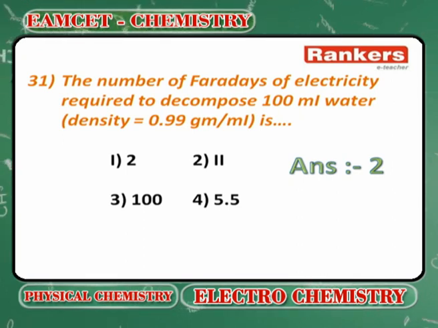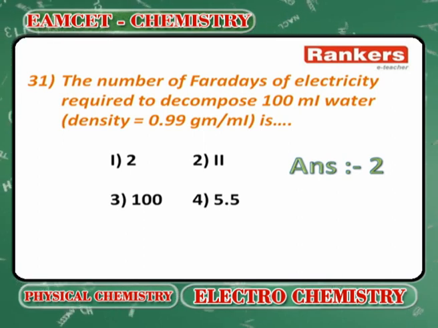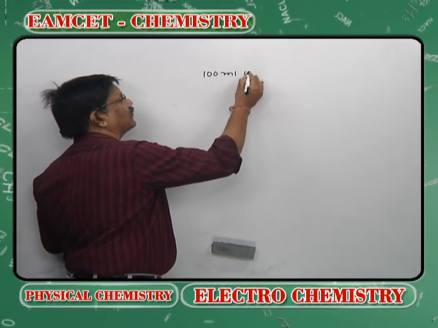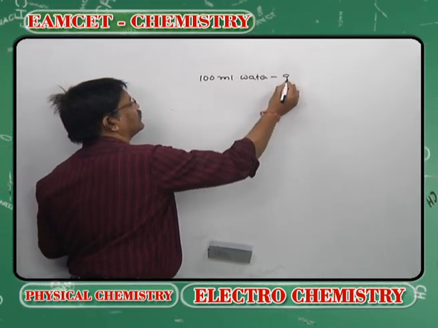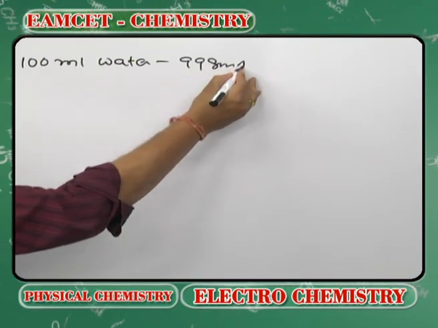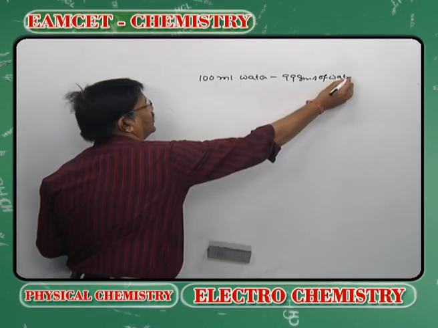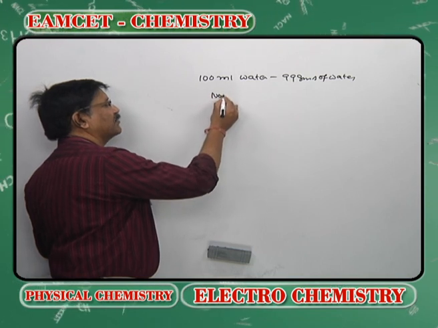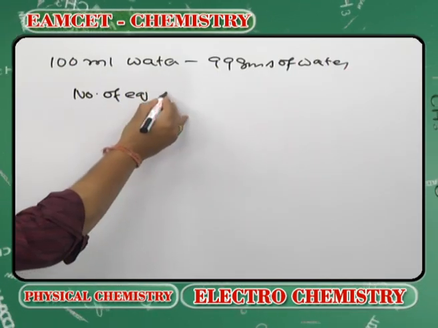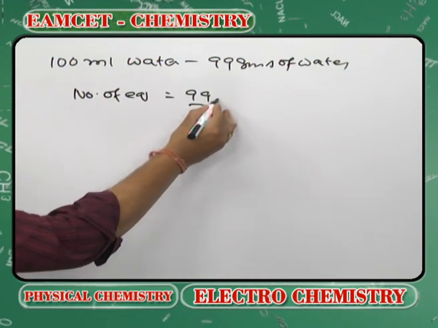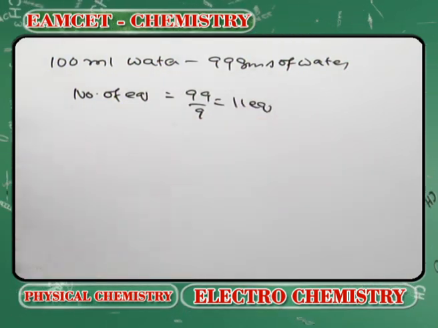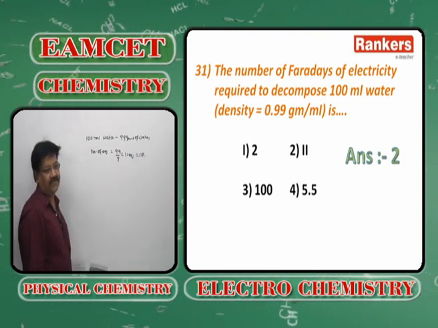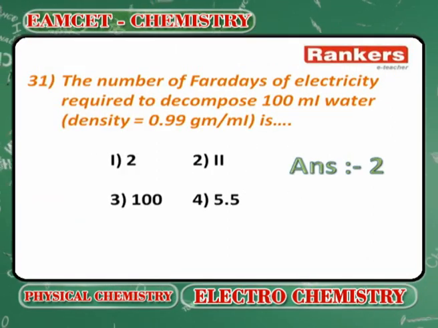The number of faradays of electricity required to decompose 100 ml of water. 100 ml of water means 99 grams of water, because density is given as 0.99. Number of equivalents is equal to 99 by 9, which is 11 equivalents. 11 equivalents means 11 faradays of electricity. That is, option 2 is the answer.